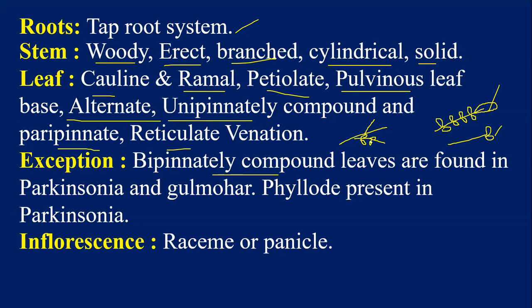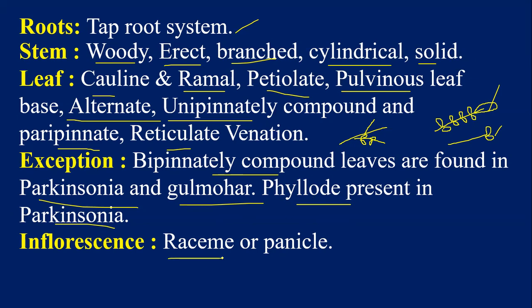So this kind of compound leaf is called bipinnately compound leaves, found in Parkinsonia and Gulmohar. And phyllode is present in Parkinsonia. This modified compound leaf, that is, the stalk of the compound leaf modified into a leaf-like structure, is called a phyllode.